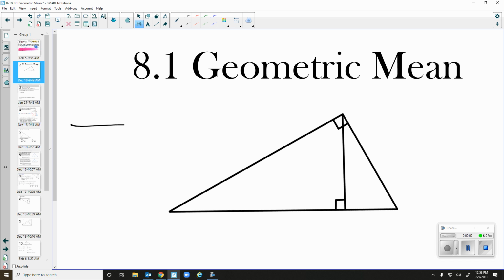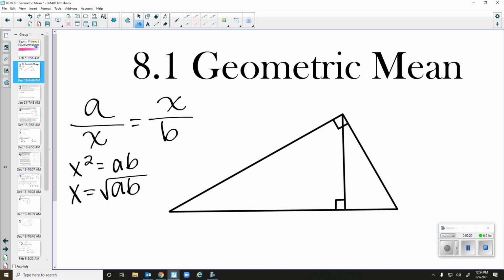y'all did yesterday. So geometric mean in general is when your cross product is something the same, so it's a square, which turns into x squared equals ab, and so x equals the square root of ab. So there's that version of geometric mean, but then for the triangle part, which is part of yesterday, when you have a right triangle, and the altitude is drawn from that right angle, it creates a total of 3 triangles in this picture. With those 3 triangles, it then creates 3 different proportions.